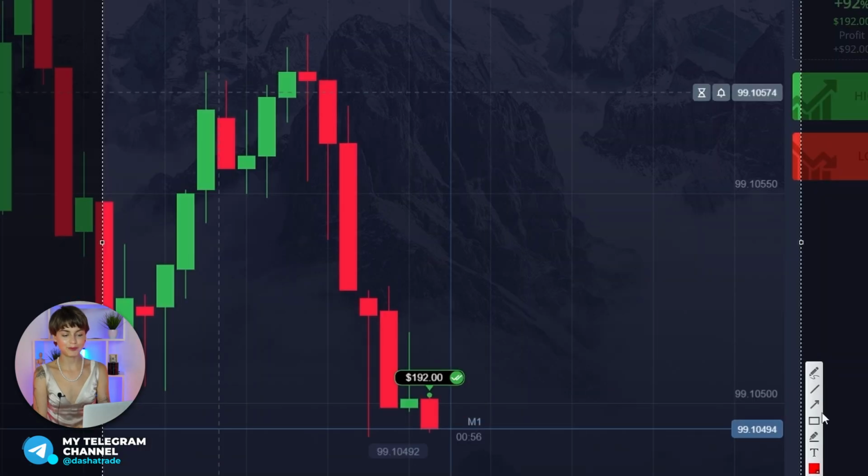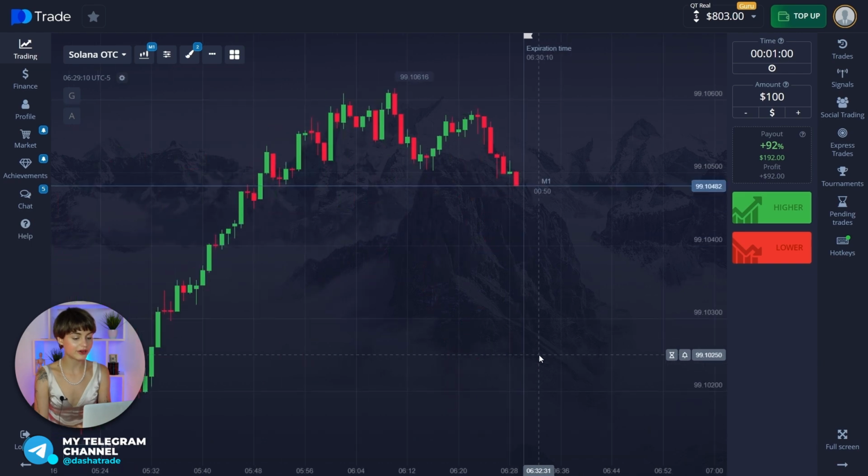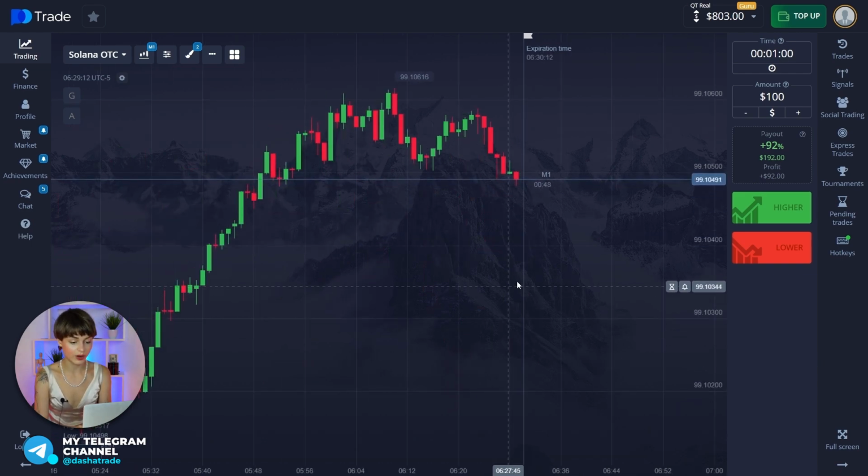And by the way, there was a big uncertainty candle here, and it has a big shadow. This is a very strong signal that the price can go lower. And as we see, it's indeed going down.